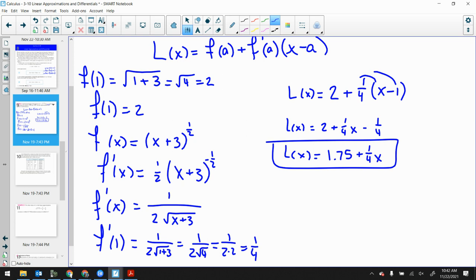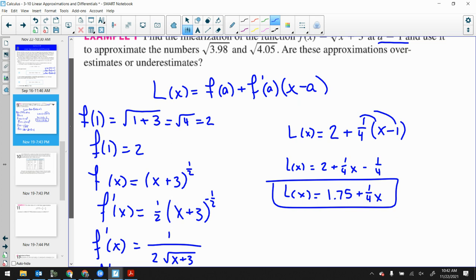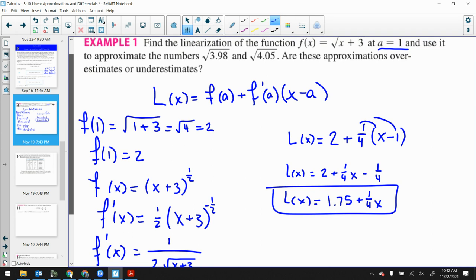Now, that's not where this problem stops, though. This problem says, okay, use that linear approximation to approximate the values of the square root of 3.98 and the square root of 4.05. Now, is this going to be the exact value of the square root of 3.98 and the square root of 4.05? No. Because this is the linear approximation at 1, so it's going to be a little bit off. Let's see if they're underestimations or overestimations as well.